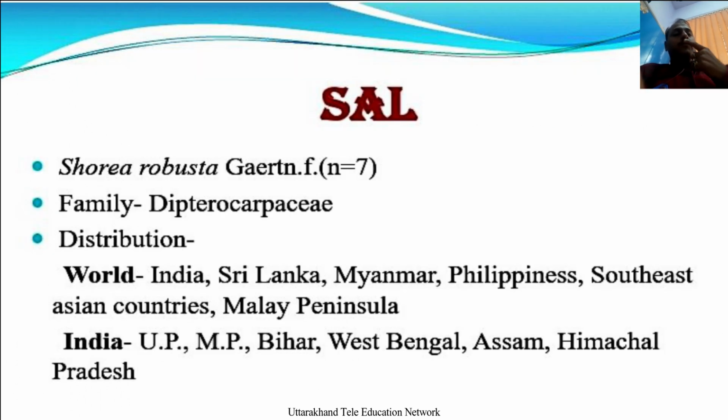Now we will move to the third plant, which is sal. Botanical name of sal is Shorea robusta, with haploid number of chromosomes n equals 7.